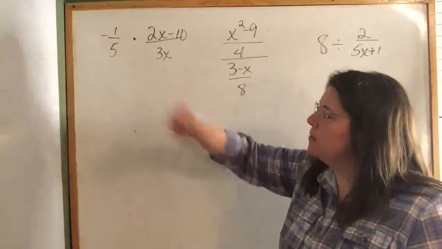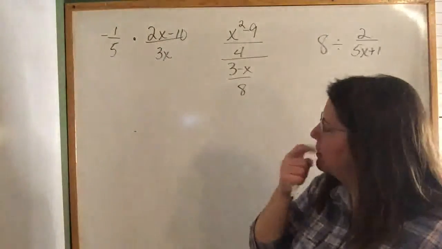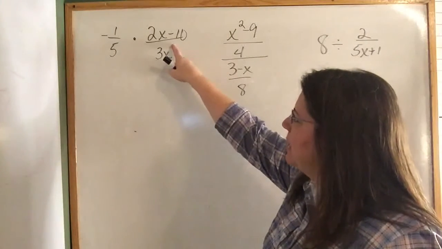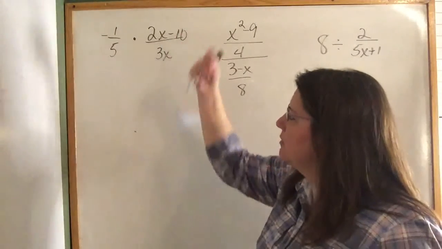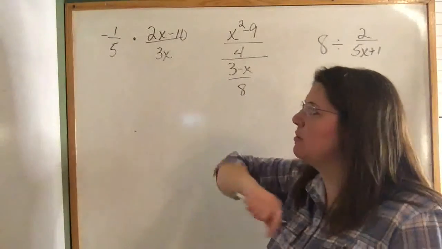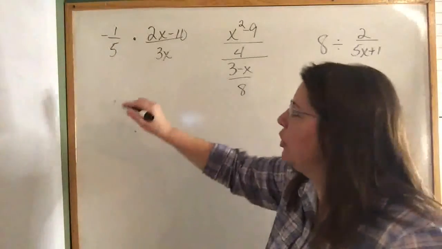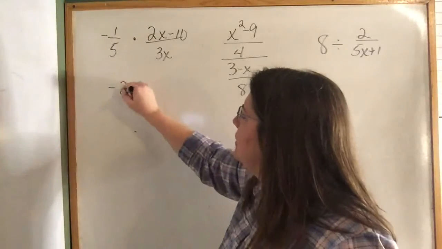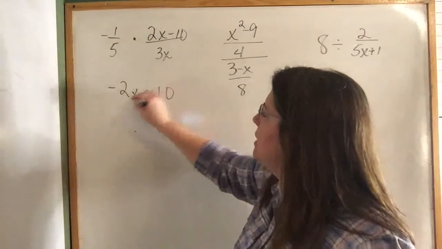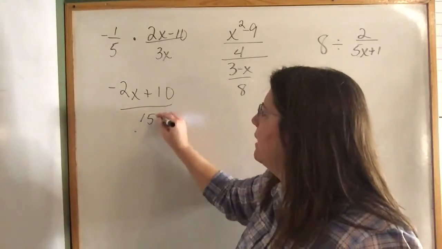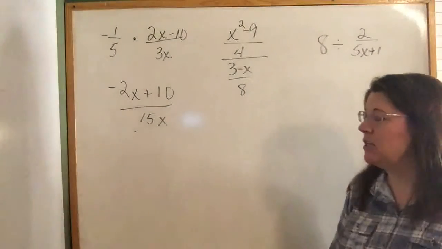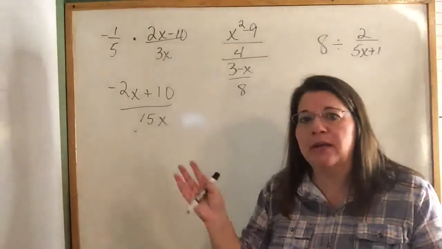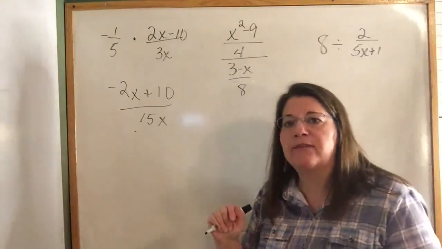For this one, it's multiplication. I'm going to see if I can simplify anything. Here I could take out a 2. That will leave me with an x minus 5. So that doesn't really cancel with anything. So I think it's just going to be just as easy to just multiply straight across. So negative 1 times 2x minus 10 would be a negative 2x plus 10 over 15x. And that's really all I can do. Other than taking out a 2, there's nothing else I can do. And even taking the 2 out, nothing will simplify. So there's nothing left to do there.